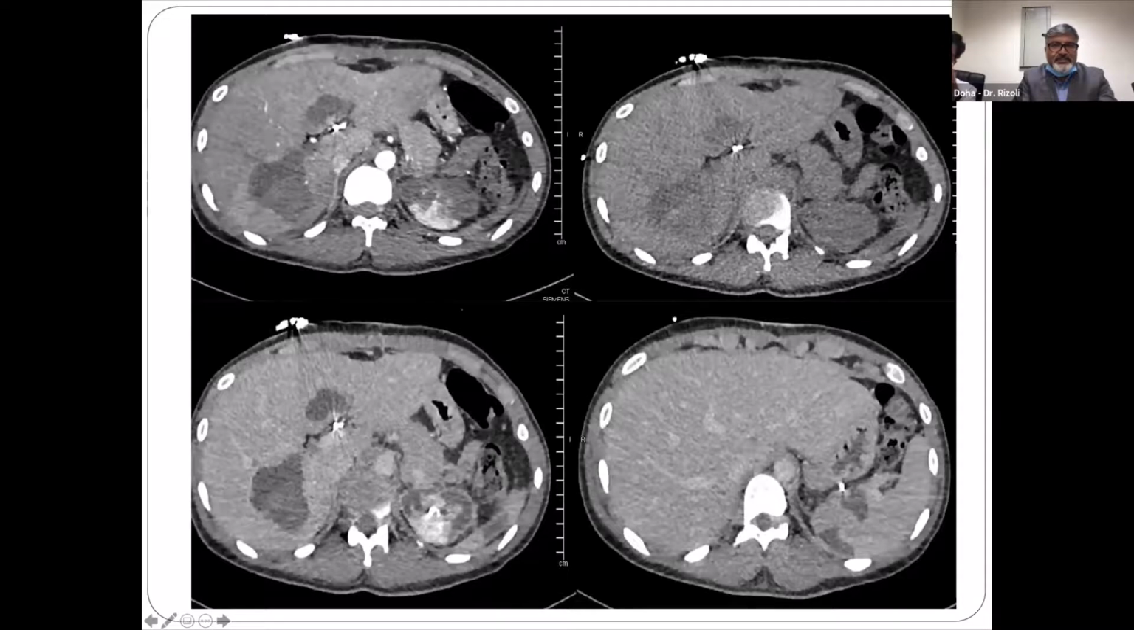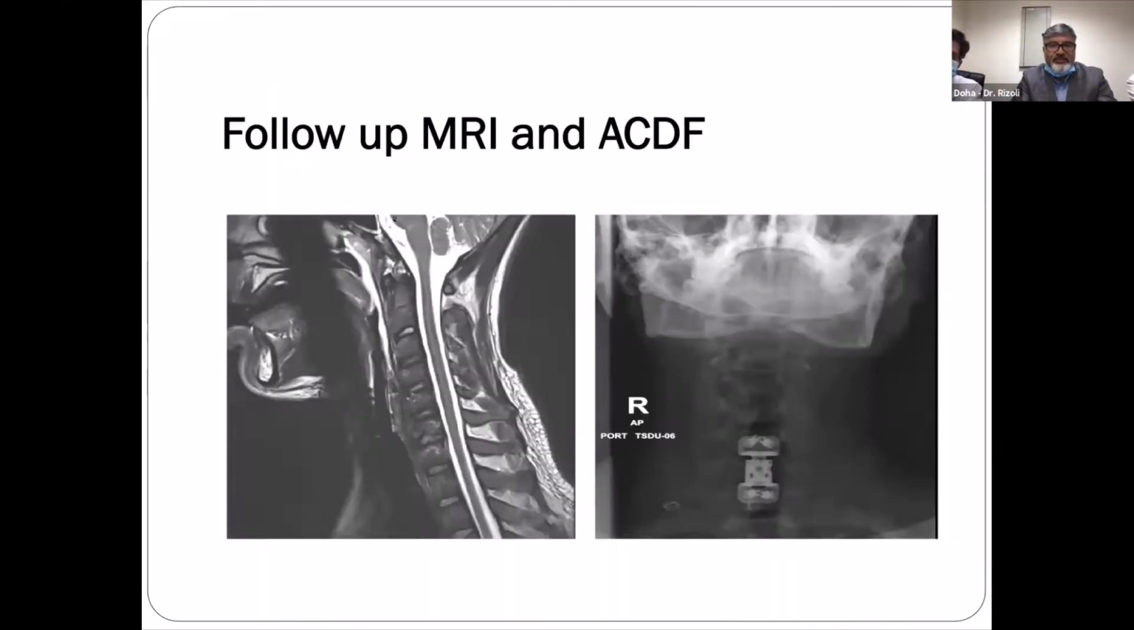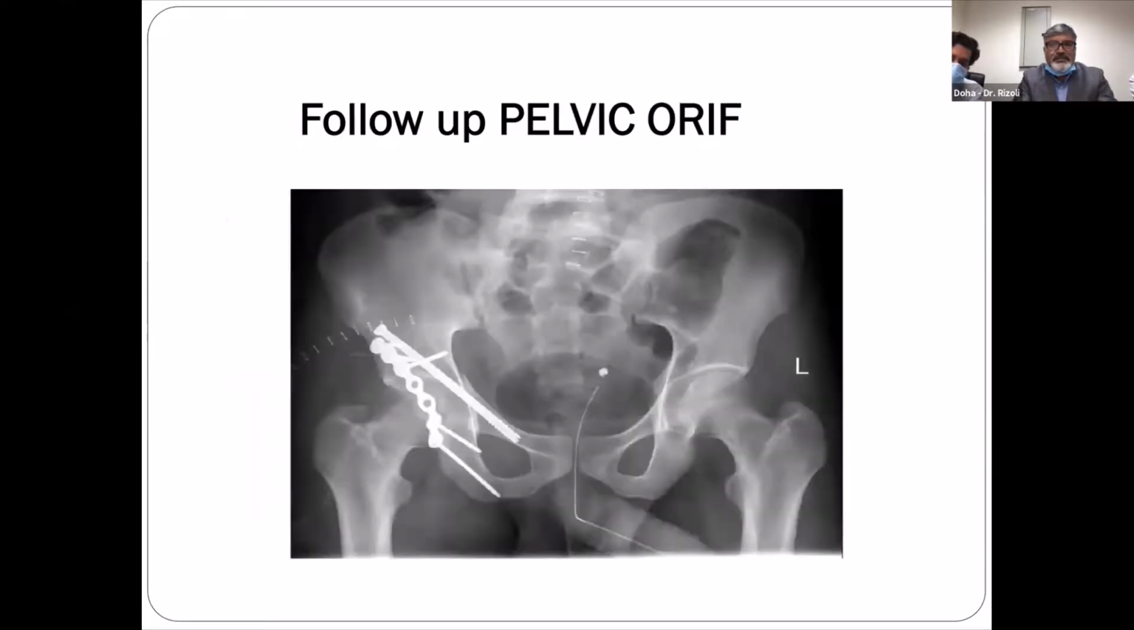These are the images which were taken 2-3 days after the embolization was done. They used coils, they used gel foam. And this is the follow-up MRI of that patient for the C-spine injury, and they decided on operating upon this patient. They did an anterior cervical discectomy and fusion. This was the fixation of the pelvis with recon plates and nails.